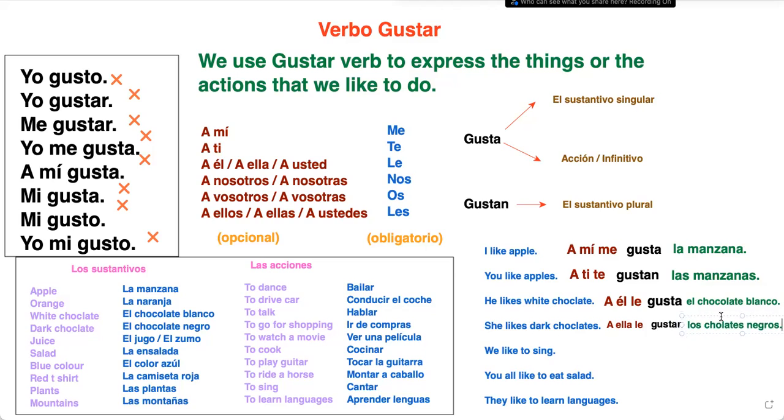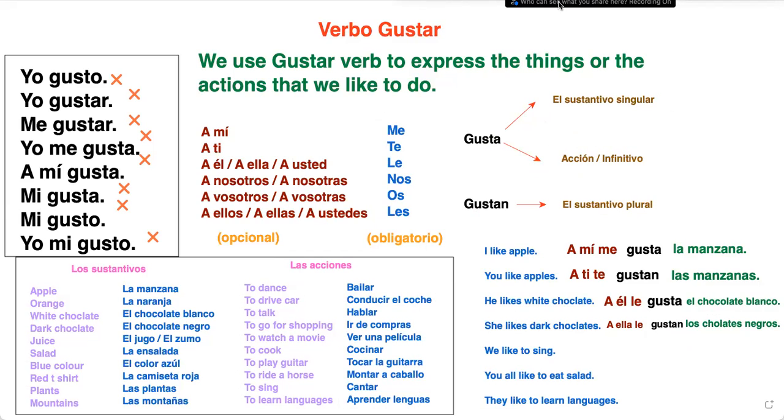So far we have been discussing the objects, whether the object is singular or plural. If it is singular, then gusta. If it is plural, then gustan. But we have another thing here that is called action. So we have to use the infinitivo. Infinitivo means any verb ending with ar, er, or ir in its natural form. That's infinitivo.